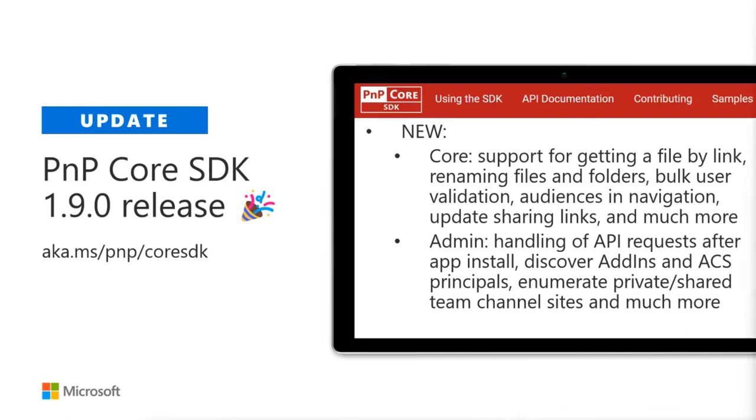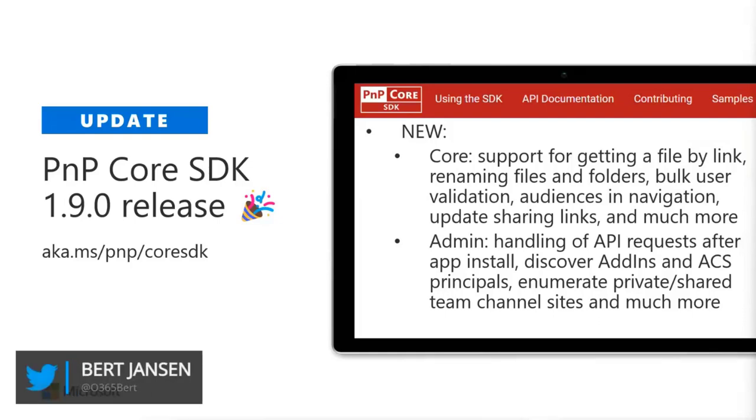So 1.9 from PnP Chorus Decay with several larger and smaller updates. The main updates are actually on the admin side around handling API requests, discovering add-ins and ACS principles, and so on. Now, Chorus Decay is getting kind of feature complete, so we don't see major big new things there. But if you still have questions, or if you want to get something added, let us know and we can discuss them and take them forward.